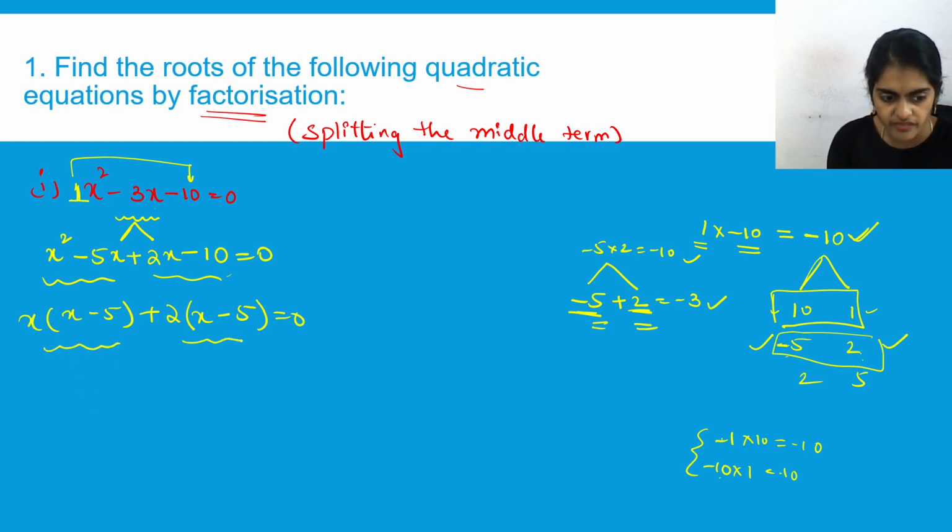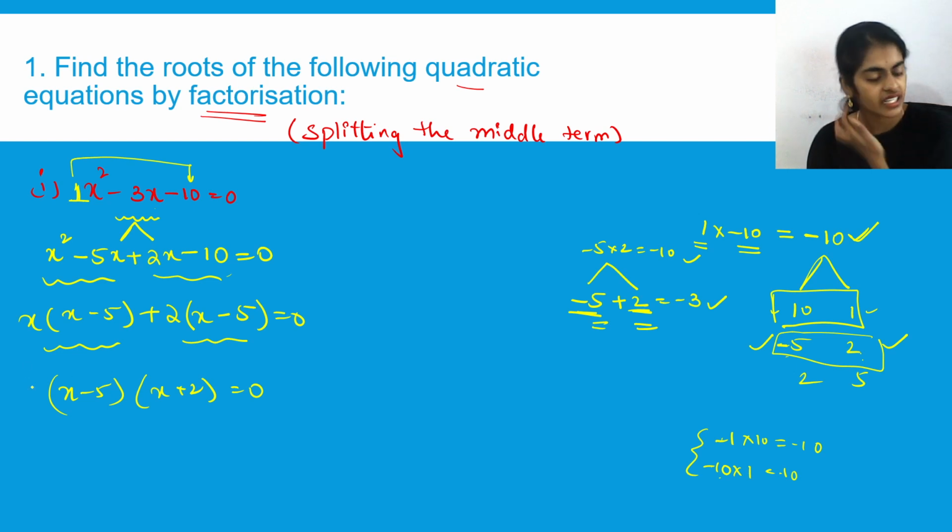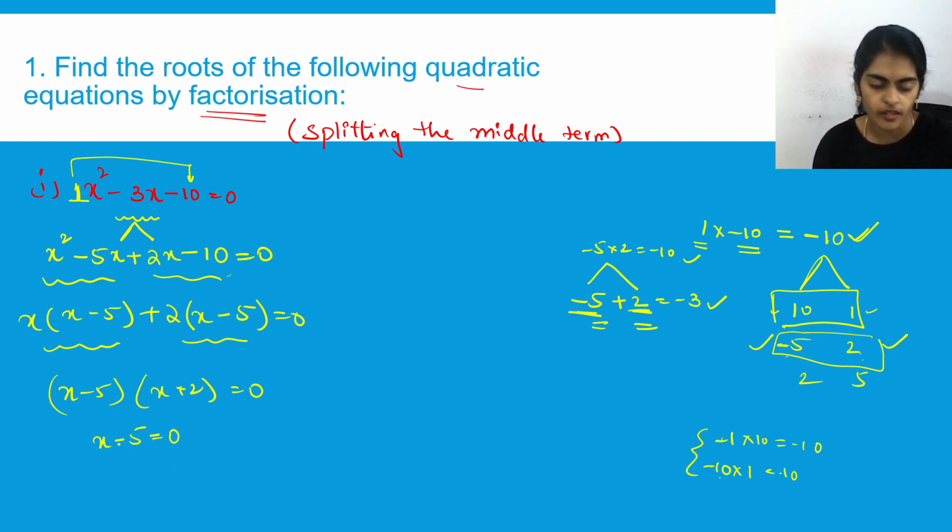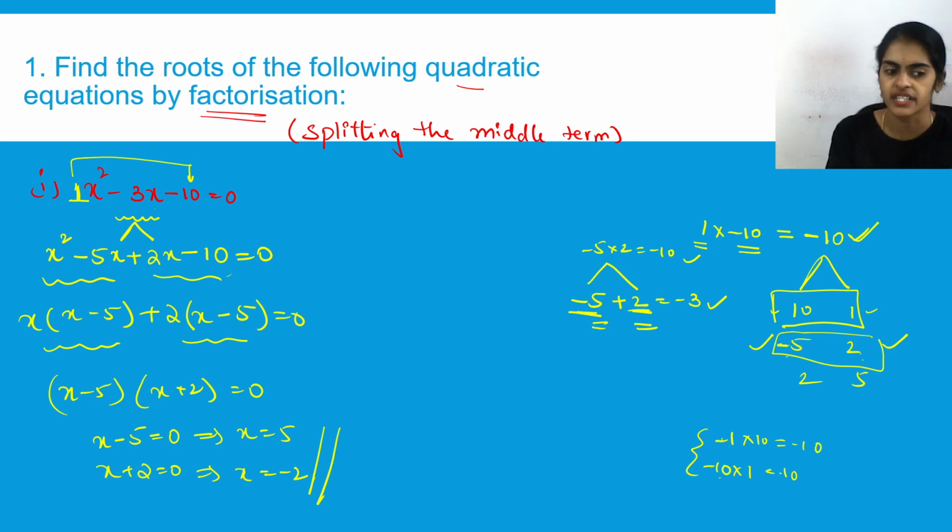Again, now these are two different terms. So x minus 5 is common. So x plus 2 is remaining, that is equal to 0. Now you can equate each of this to 0. If you are equating x minus 5 to 0, x will be 5. If you are equating x plus 2 to 0, x will be minus 2. So x equal to 5 and minus 2 are the solutions of this particular quadratic equation, or you can say these are the roots of this particular quadratic equation. So let us proceed to the next problem.